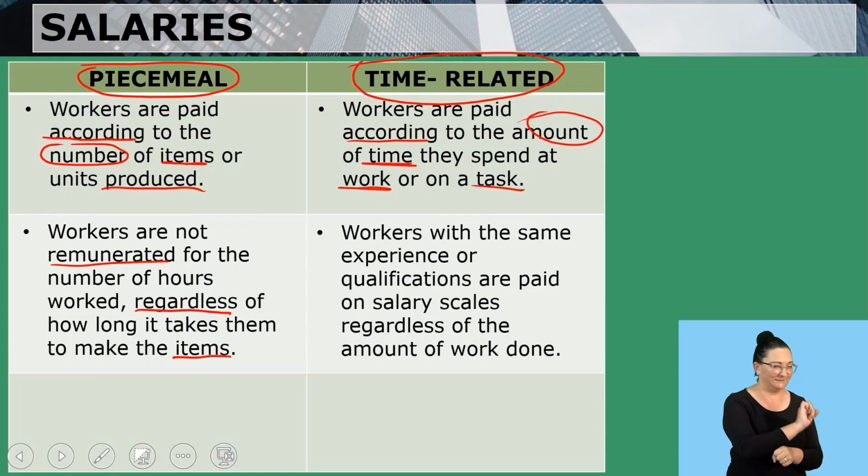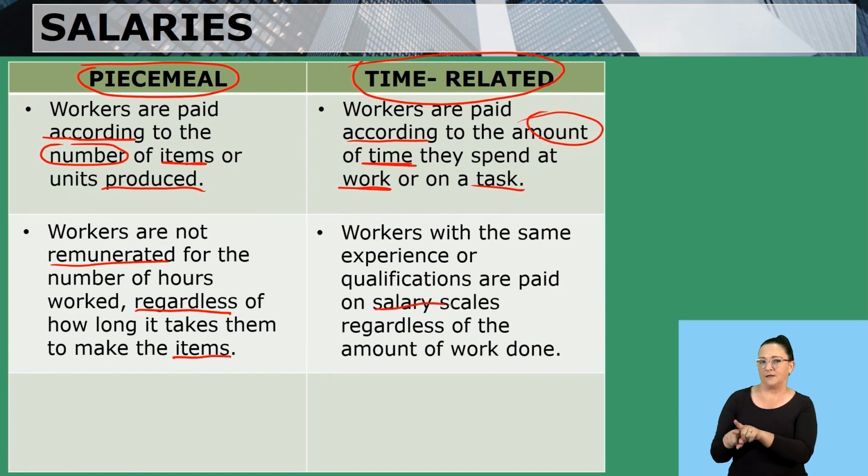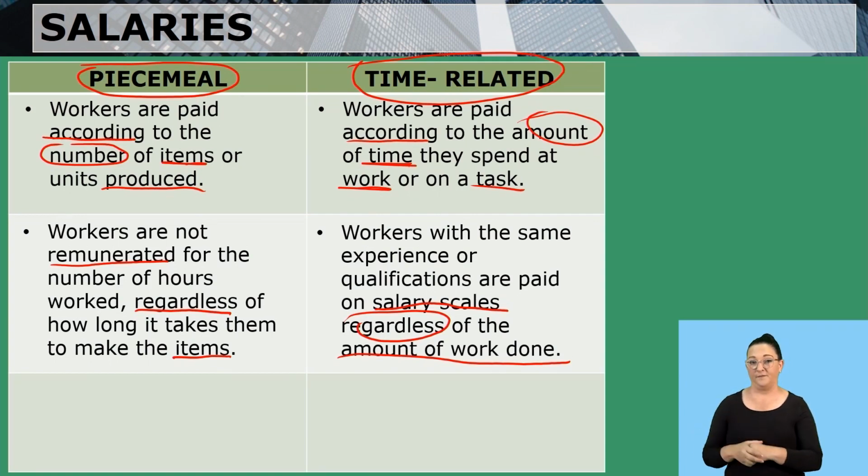Whereas with time related, we are looking at workers with the same experience or qualifications who are paid on salary scales regardless of the amount of work done. So it might happen that with time related, I teach 5 classes, but you teach 2 classes. But because we are paid according to the time that we spend at work, both of us will get the same salary if we have spent the same amount of hours in the workplace.